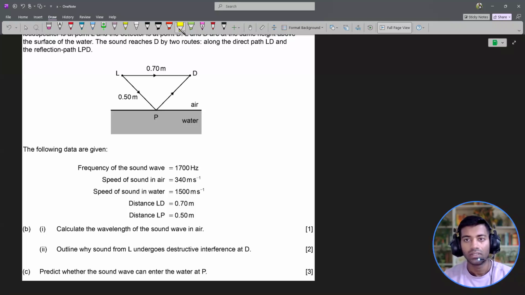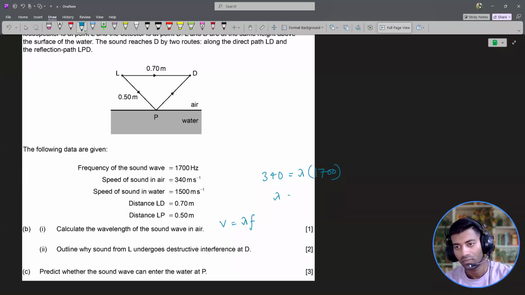Fine. So for that part, we can use wave speed equals wavelength times frequency. The wave equation. Wave speed is given as 340. 340 equals wavelength, which is not known to us, times 1700, and lambda equals 340 over 1700. This is like 20 over 100, so that's like 0.2 meters. So lambda equals 0.2 meters.